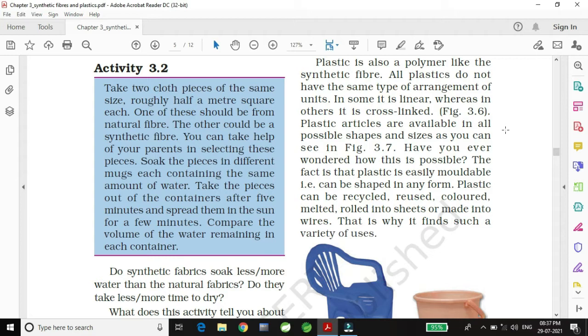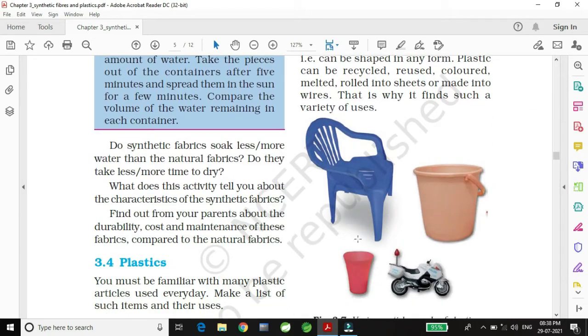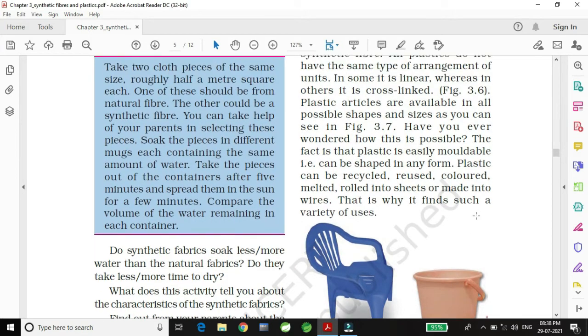Plastic articles are available in all possible shapes and sizes, as you can see in this figure 3.7. It can be a chair, a bucket, a cup, a toy, it can be any form, any shape and size. Have you ever wondered how this is possible? How are these kinds of shapes and sizes possible? The fact is that plastic is easily moldable, that is, it can be shaped into any form.